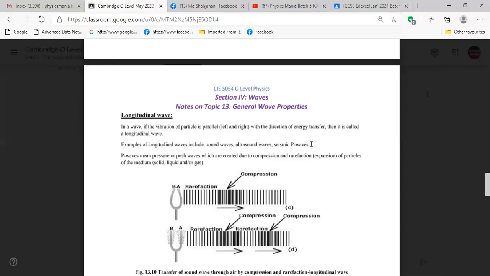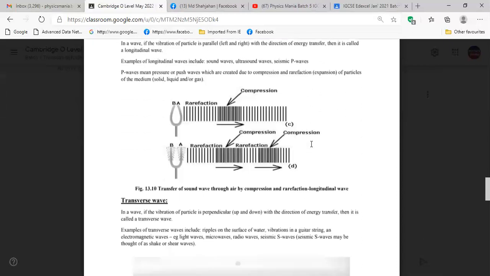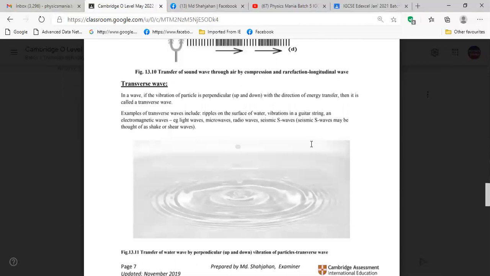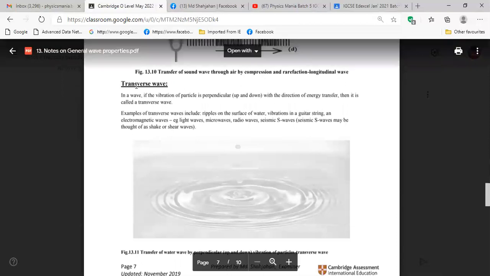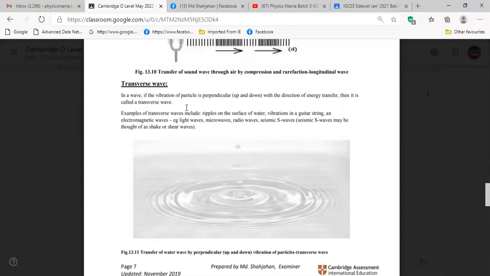So are you done with longitudinal wave? Yes, sir. Then write about transverse wave. Write the heading transverse wave, then you write the definition, and the examples. During examples, you write water wave, then light waves. These two are common, okay? Then seismic S wave.